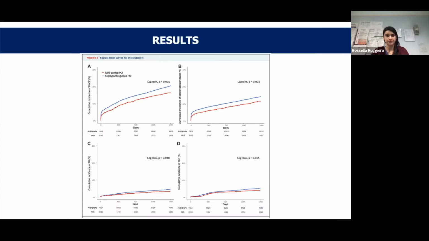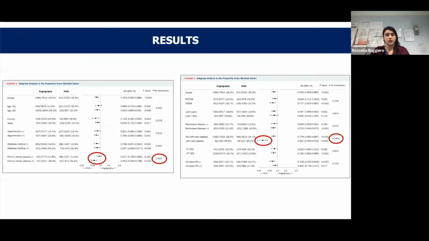Also dividing the results for each component of the MACE, the authors then performed a propensity score match analysis, and they found that the majority of the benefit from the IVUS-guided PCI was observed in patients with chronic kidney disease and in patients who underwent left main PCI.